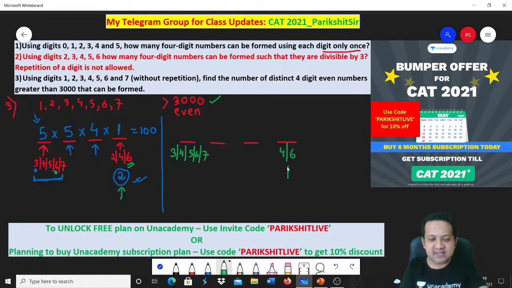So you can select a 4 or a 6 in the units place. So how many ways can you fill up the units place? 2 ways. Either 4 or 6.